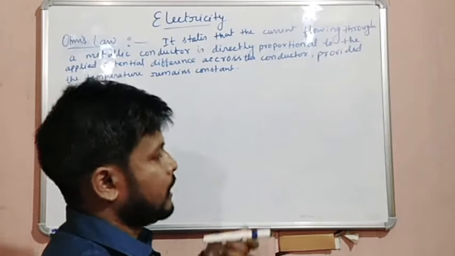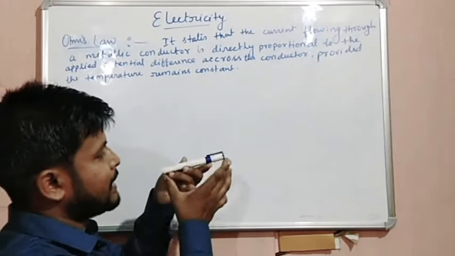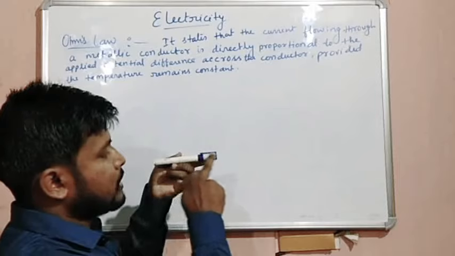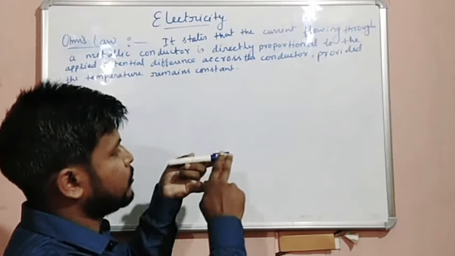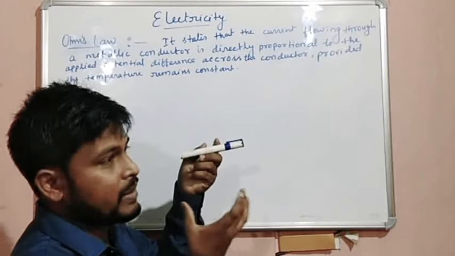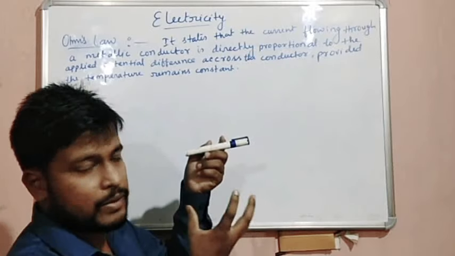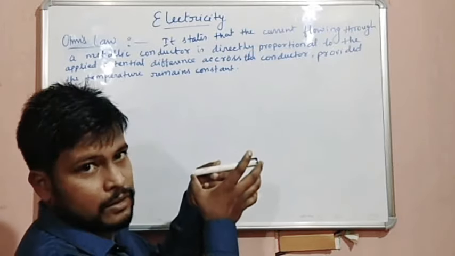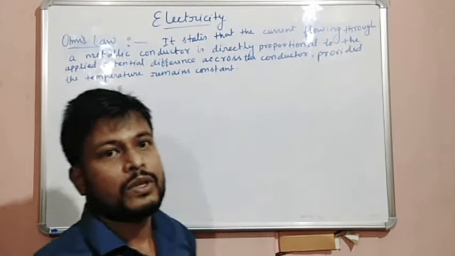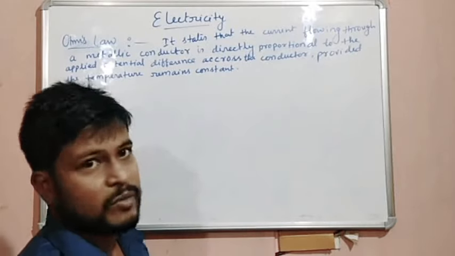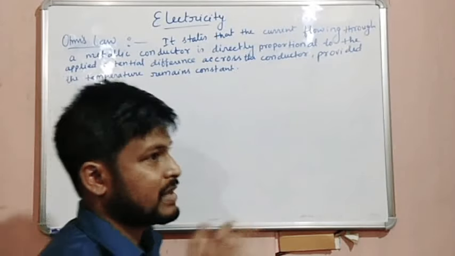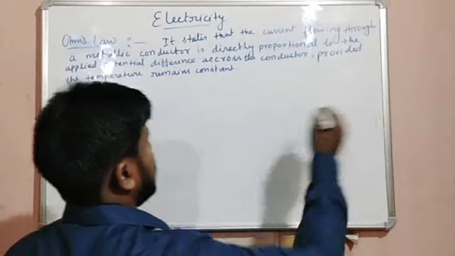conductor, and we have connected it with a battery here. The electric current flowing through this conductor is found to be directly proportional to the applied potential difference across the conductor, provided the temperature remains constant. So the temperature where you are observing this experiment should be constant. The atmospheric or room temperature should remain the same. So write down this statement first.